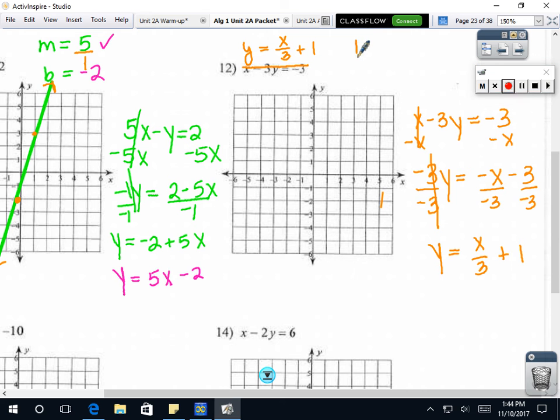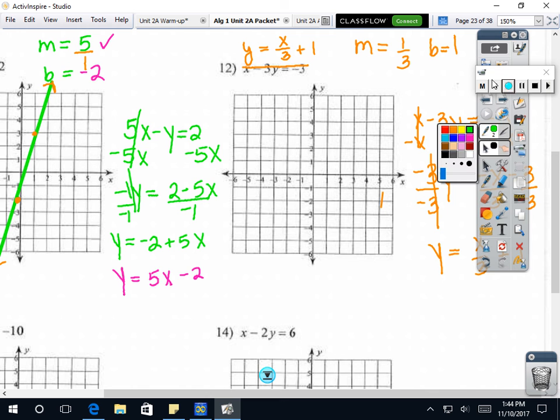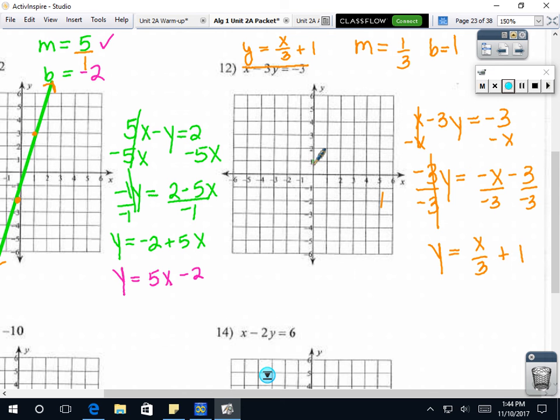So now, what is the m? Good job, 1 over 3. Because there's an understood 1 right here. So 1/3 is your slope. What is your y-intercept? 1. So I'm going to plot my y-intercept at 1, and from there I'm going to go what? Which way over? Correct. Up 1, right 3, and I can do that again.